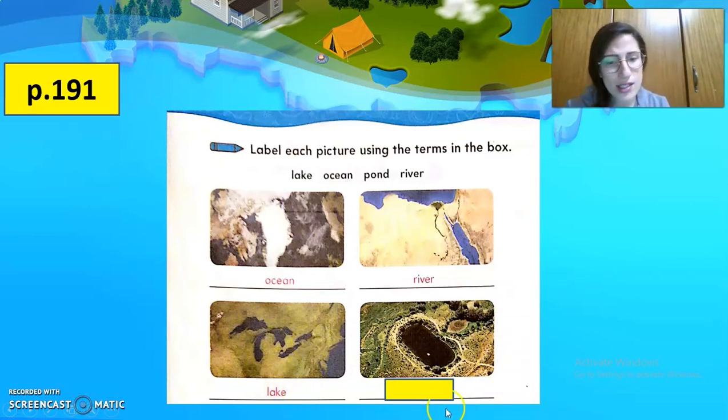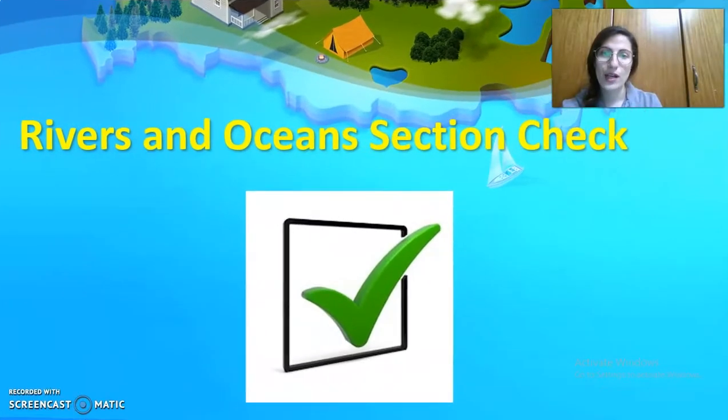It is the smallest body of water among all 4, and it's surrounded by land on all sides, and it's not flowing into any other body of water. It's staying in its place. It is a still body of water, okay? It is a still body of water surrounded by land on all sides. What do you think it is? Pond. Excellent. Now, let's review together rivers and oceans section.